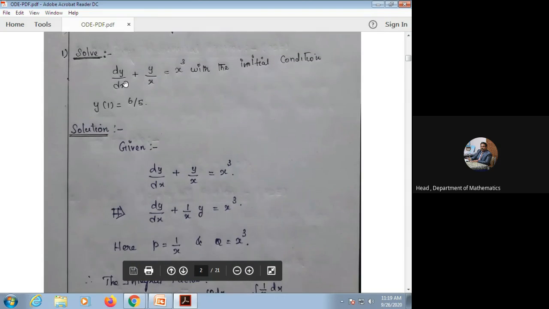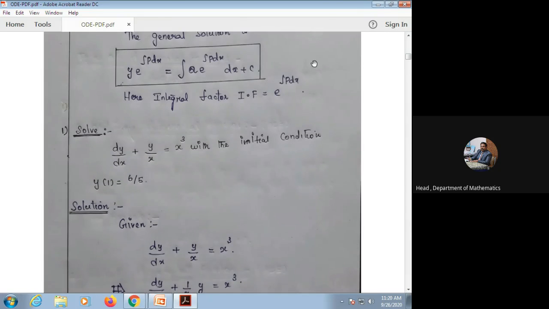The given equation is dy by dx plus y by x equal to x power 3. Let us rewrite the equation: dy by dx plus 1 by x into y equal to x power 3. We have to compare with the general form. Here the p value equals 1 by x, and the right hand side is the q value, therefore q equals x power 3.